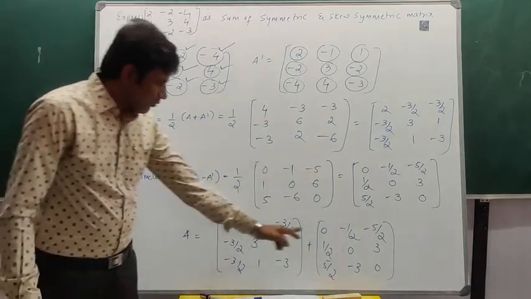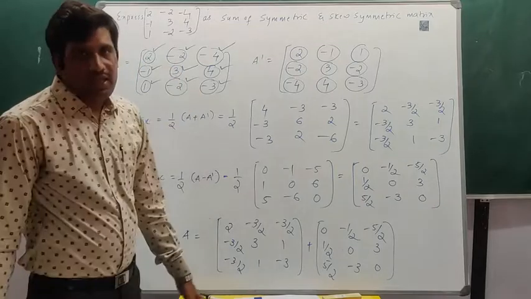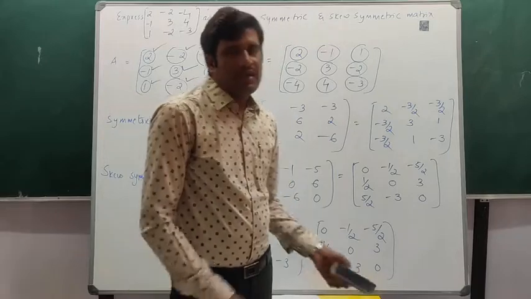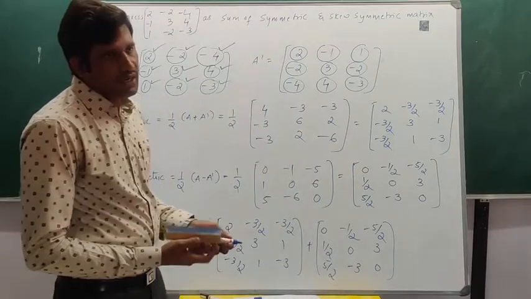So if we add these two matrices, we should get matrix A. So then our answer is correct. So this is how we can express a given matrix as a sum of symmetric and skew symmetric matrix.